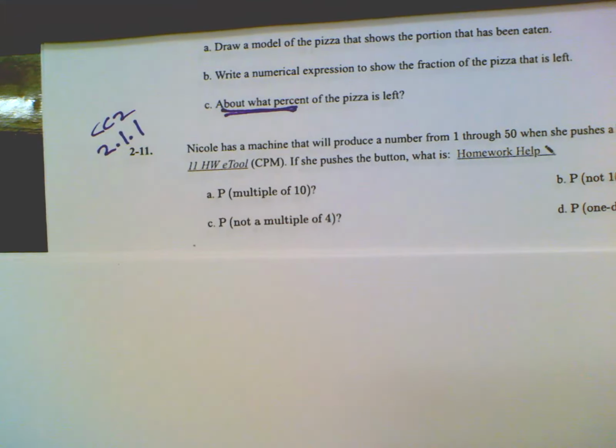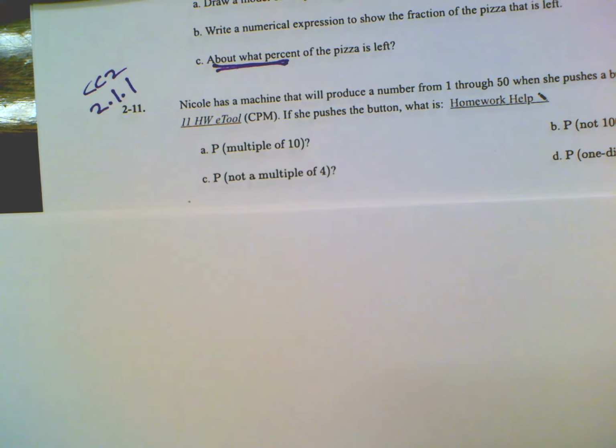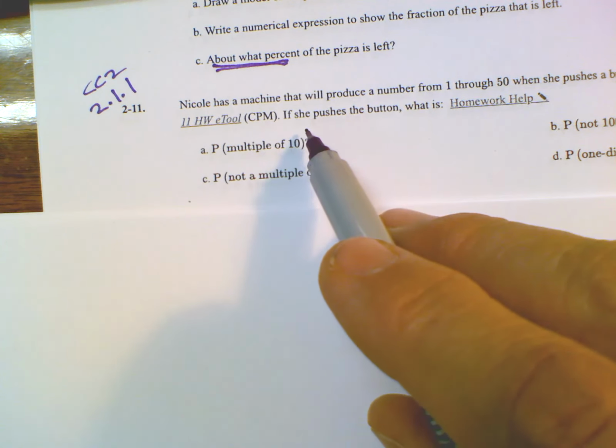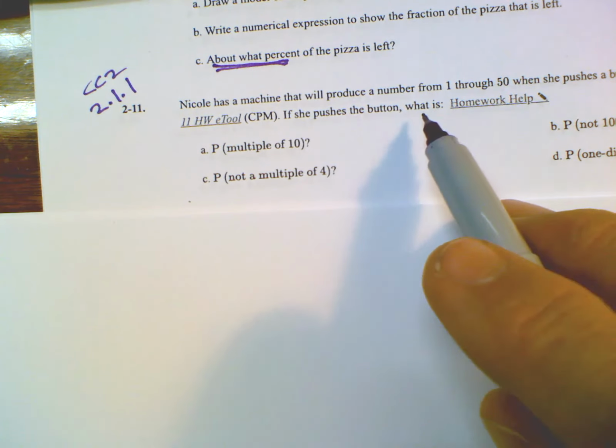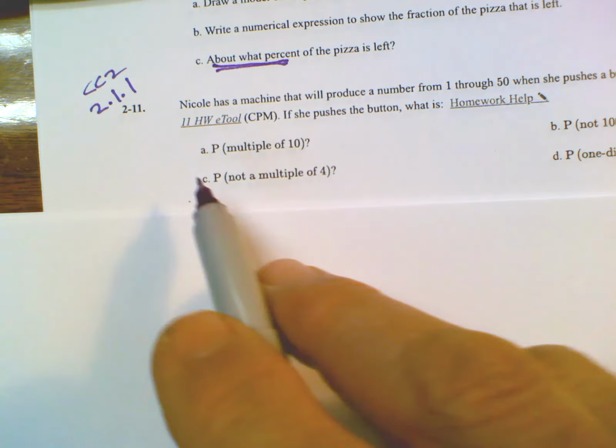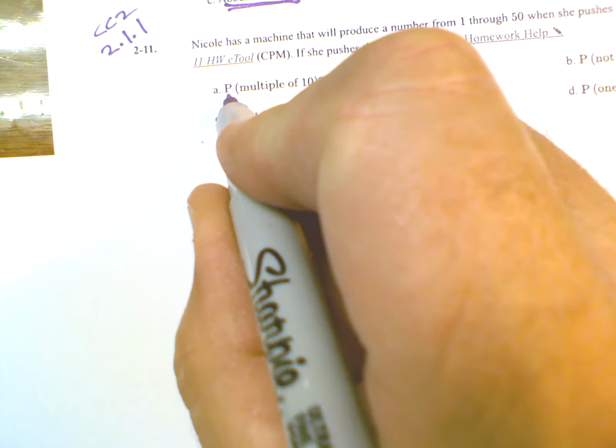So it says explore by highlighting the numbers on the E tool. So there's an E tool that'll help you. It lists all the numbers and you can highlight in order to count. So I'm going to just do this with paper though at this point, not through the E tool. So the question is, if she pushes the button, what is A asking? A is asking, what is the probability?